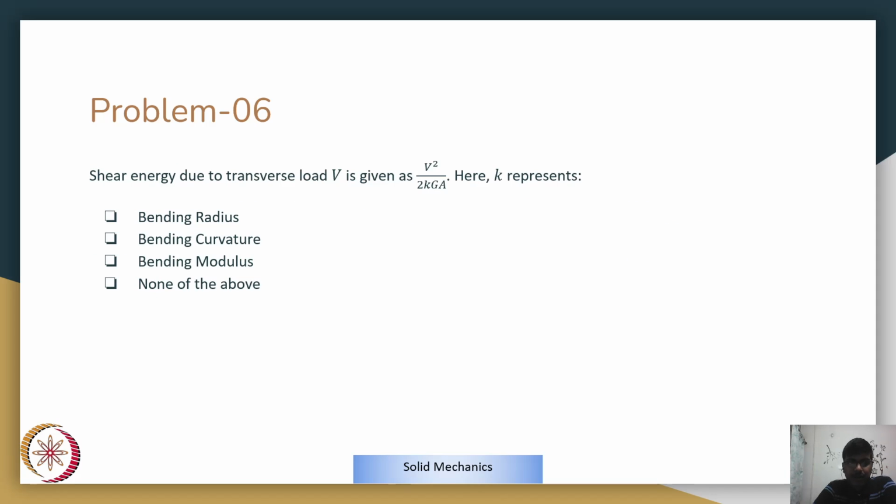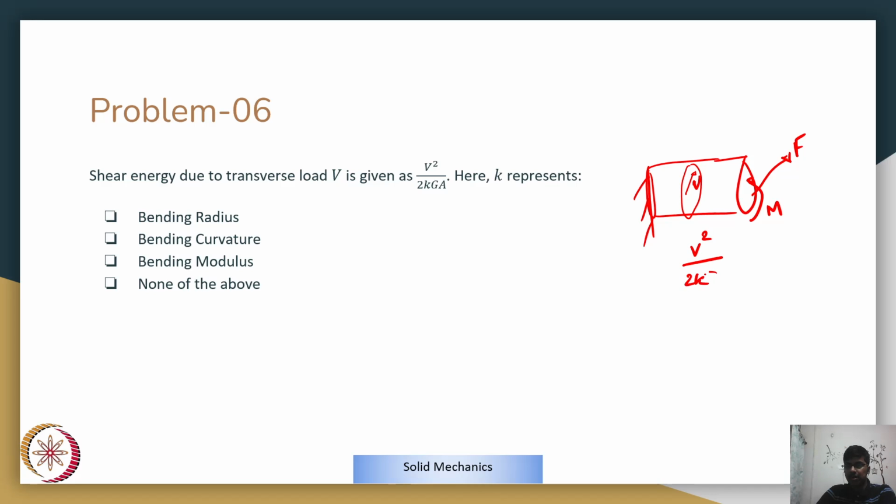Problem 6. Shear energy due to transverse load is given as V square by 2 kGA. You can think of this as the shear energy in one cross section of a beam. So if this is my beam and some loading is applied with some moment and whatever, this beam would store some energy, and the energy stored specifically due to the transverse shear load V on this cross section would be nothing but V square by 2 kGA.